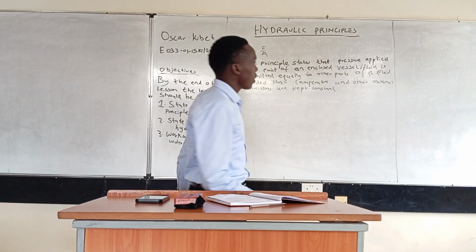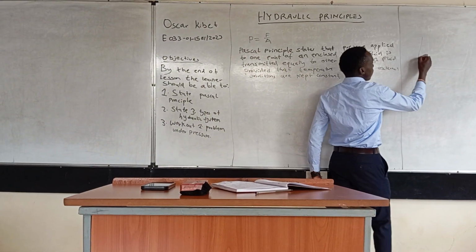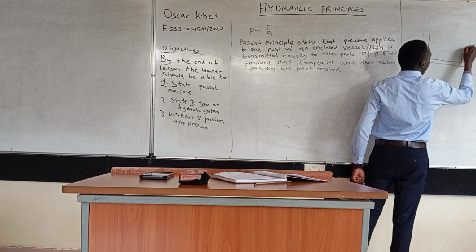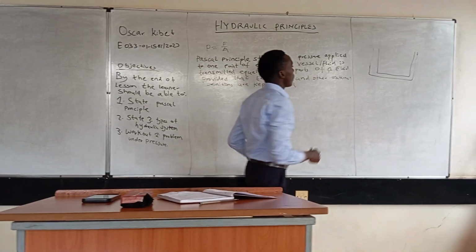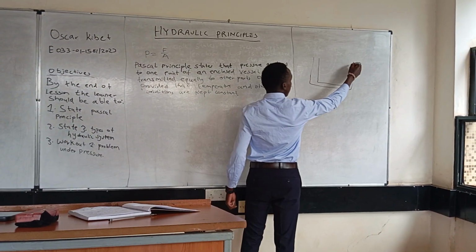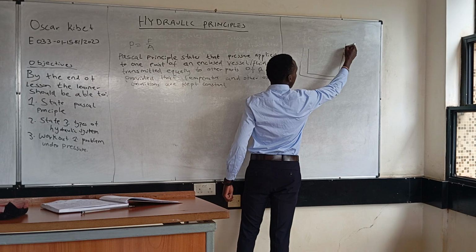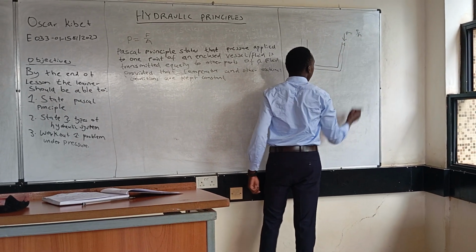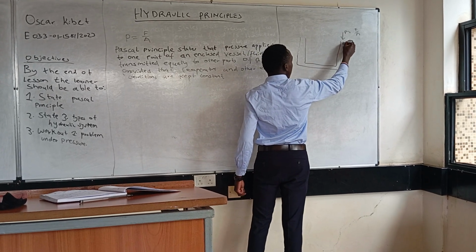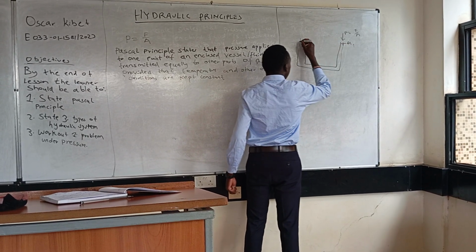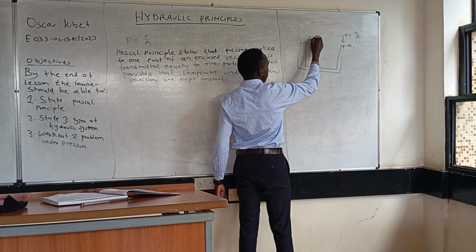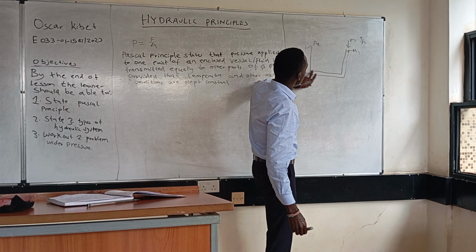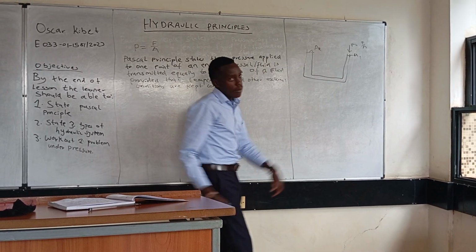For instance, if you are given a vessel and pressure is applied at this point. Let's say this is a pressure, and pressure is equal to force over area. If you are given a smaller area here as A1, and here we are given A2, the pressure applied at this point will be transmitted equally to the other part of the vessel.